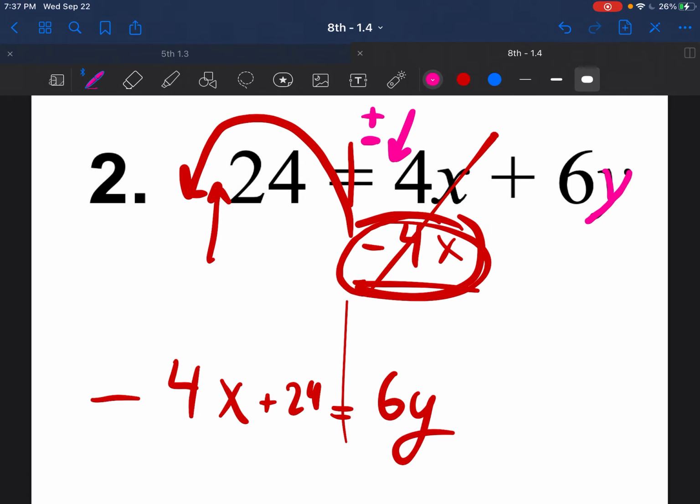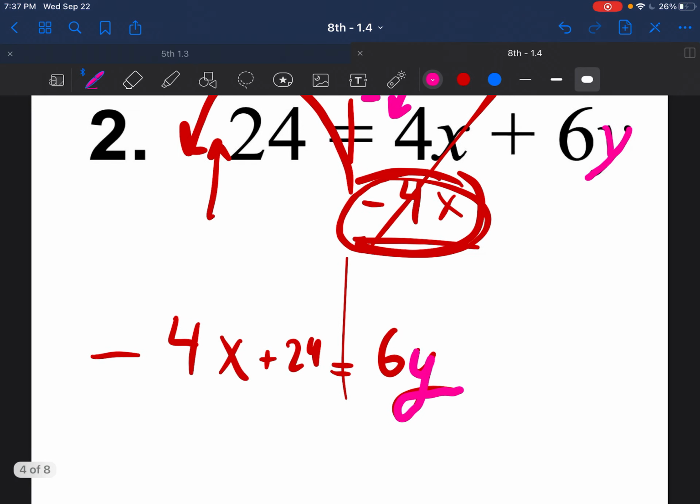Now we want to get the y by itself. We want to get just this y by itself. How do we do that? Well, what operation do we have right here? That is going to be multiplication. So what is the opposite of multiplication? It is division.